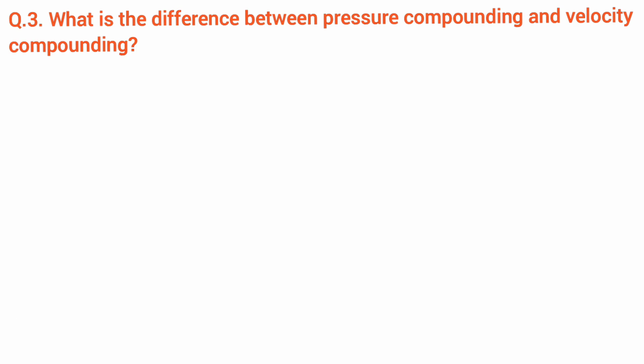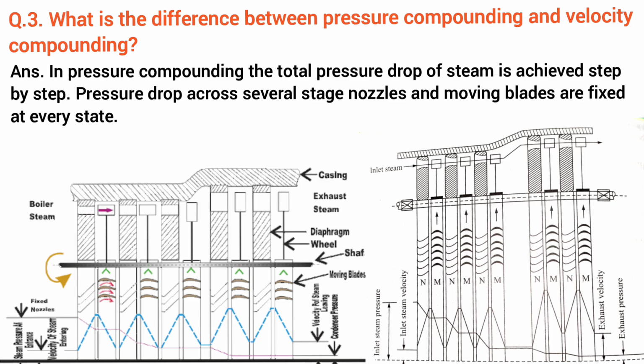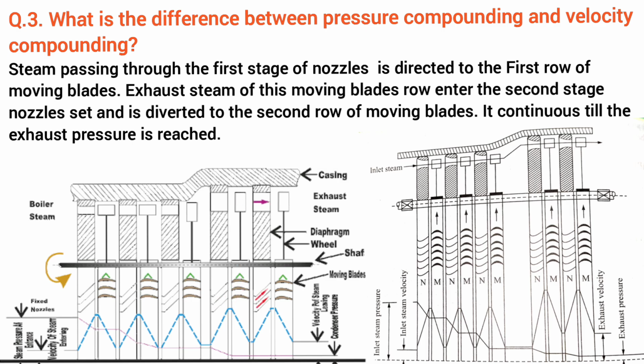What is the difference between pressure compounding and velocity compounding? In pressure compounding, the total pressure drop of steam is achieved step by step. Pressure drops across several stages, and nozzles and moving blades are fixed at every stage. Steam passing through the first stage of nozzles is directed to the first row of moving blades. Exhaust steam of this moving blade row enters the second stage nozzle set and is diverted to the second row of moving blades. It continues till the exhaust pressure is reached.